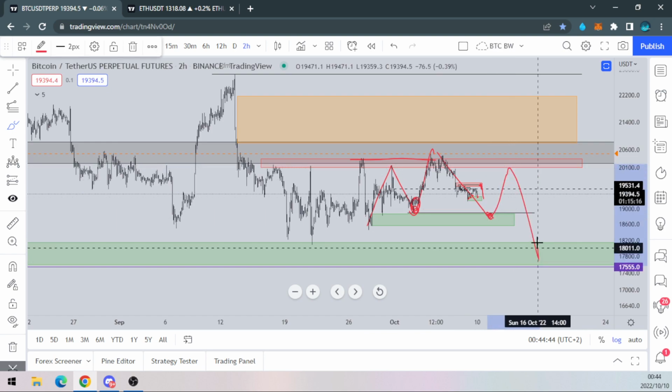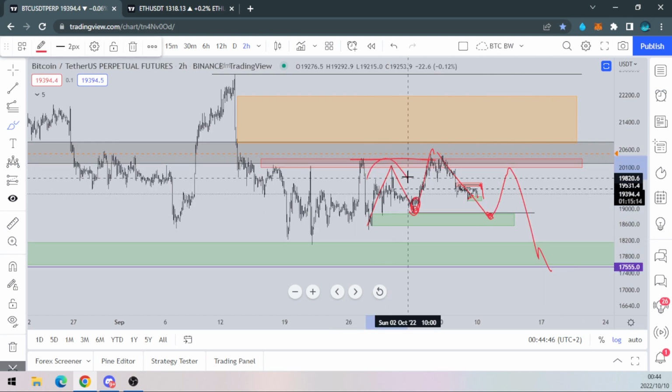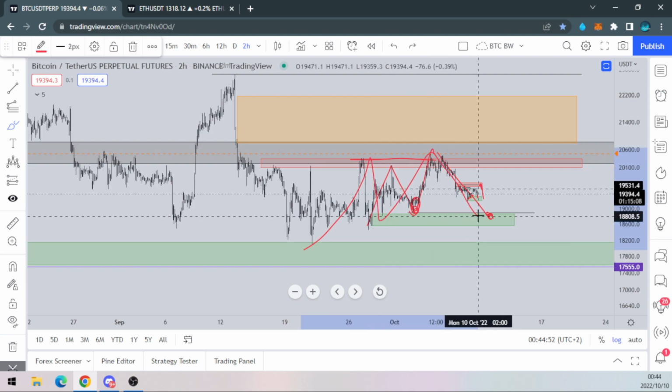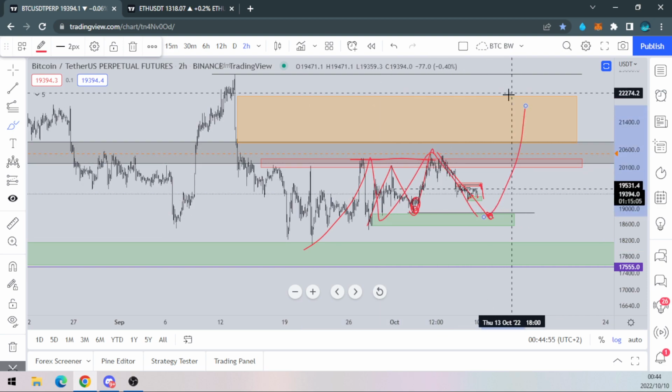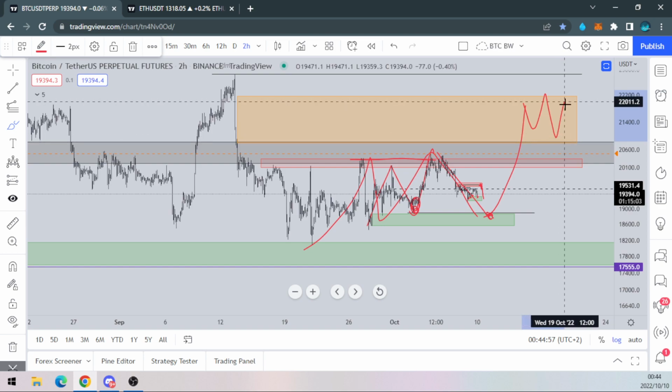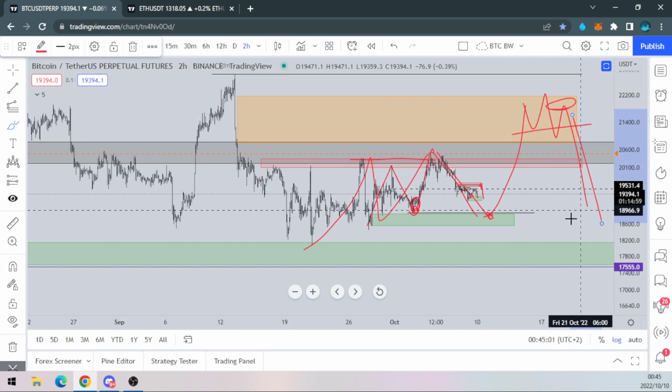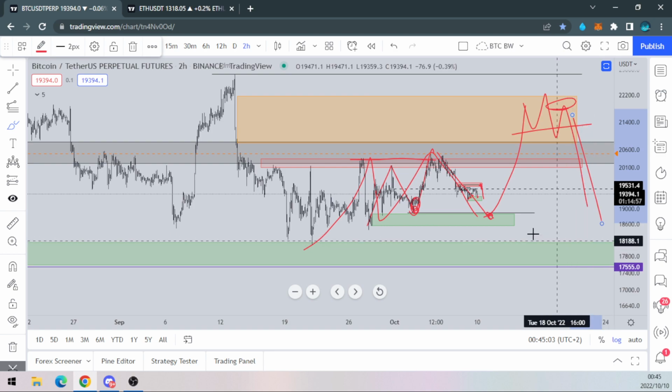If we fail here, we're going to see lower pricing here as some sort of head and shoulders pattern. If not, we are going to see BTC make this move here and head back into the void, and then we'll look for reversal signs there, right? That's the idea for BTC.